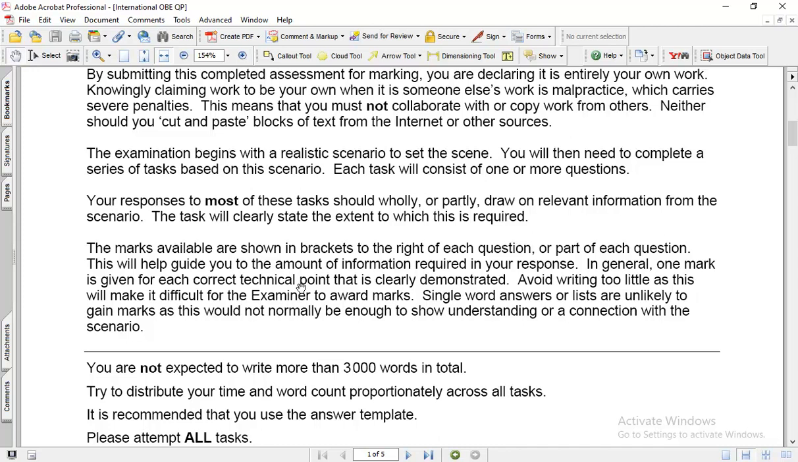For each technical point there is 1 mark. Information should not be listed. It should be properly demonstrated so that the examiner can understand the view of the learner. So for each mark there is a need for 1 technical point.